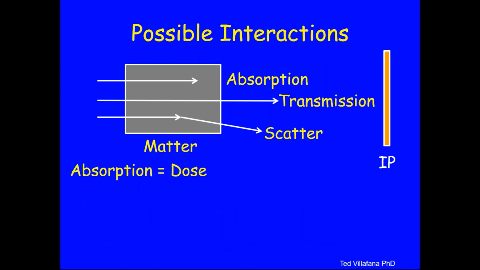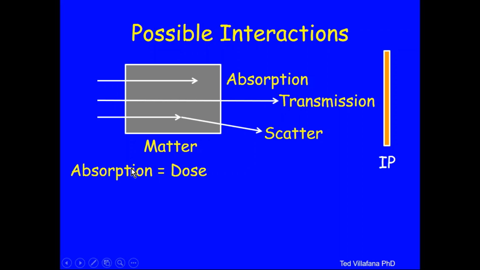That's what we were just talking about. That's what gets to the image plate and delivers information. But then you have radiation that never got out of the patient. That's absorption, and that is dose to the patient. But then there's a third possibility of radiation interacting with this material. You can scatter the radiation, okay?